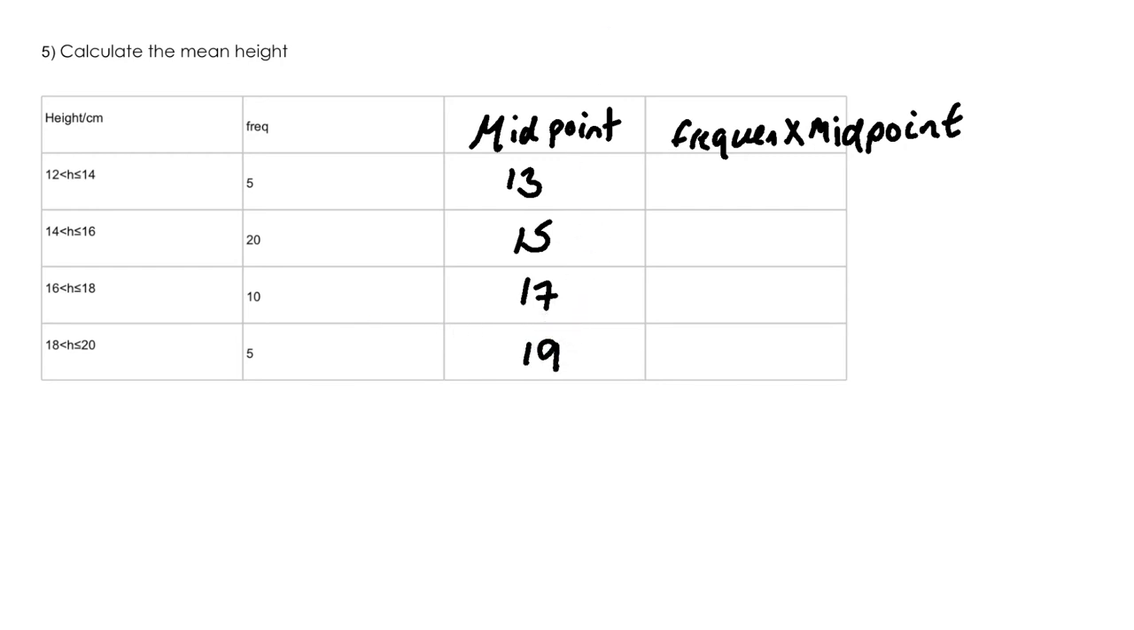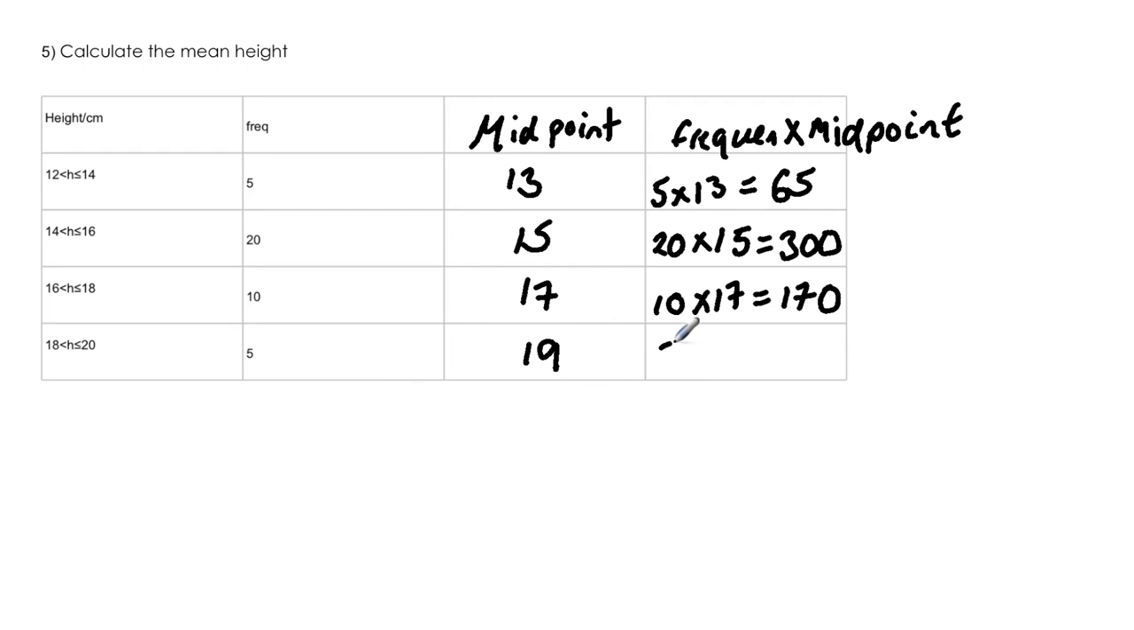Now the next step is to multiply the midpoint by the frequency. So we have 5 multiplied by 13, which gives us 65. We have 20 times 15, which gives us 300. We have 10 multiplied by 17, which gives us 170. And we have 5 multiplied by 19, which gives us 95. I'm then going to find the summation of the frequency times the midpoint. So I'm going to add 65 plus 300 plus 170 plus 95, which gives us a grand total of 630.